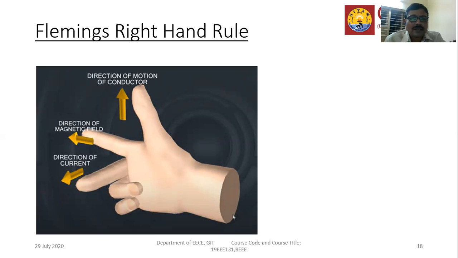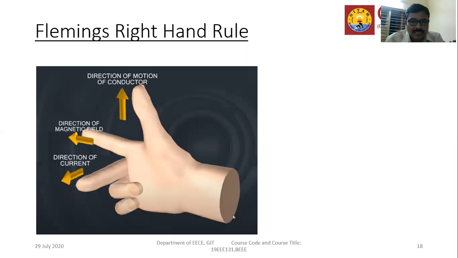So this is the right hand of a person. You can observe the thumb, index finger and middle finger are kept mutually perpendicular to each other, just like the X, Y, Z axis of our mathematics, right? The thumb represents the direction of motion of the conductor, the index finger represents the direction of magnetic field, and the middle finger represents the direction of current.